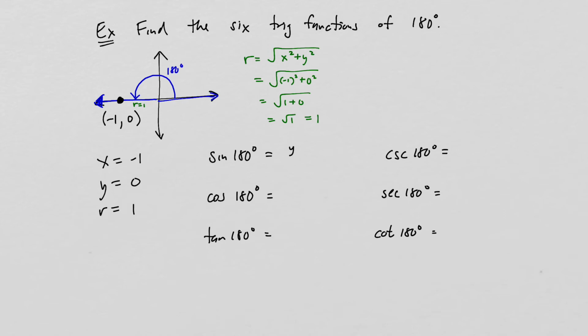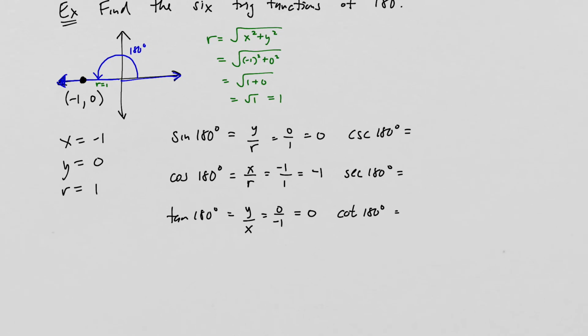So remember, sine is equal to y divided by r. y is 0, r is 1, 0 divided by 1 is 0. Cosine of 180 degrees is x divided by r. X in this case is negative 1. R is positive 1. Negative 1 divided by 1 is negative 1. Tangent is y divided by x, which in this case is 0 divided by negative 1, which is 0.